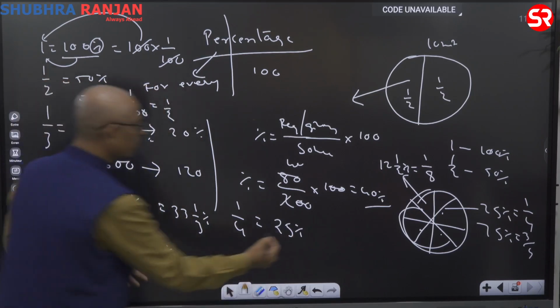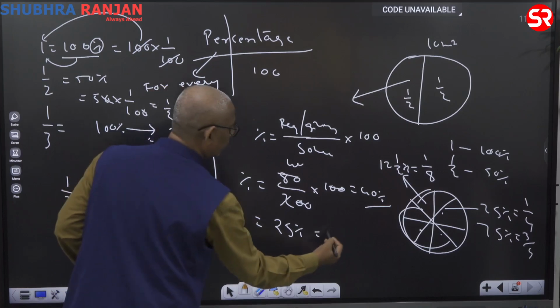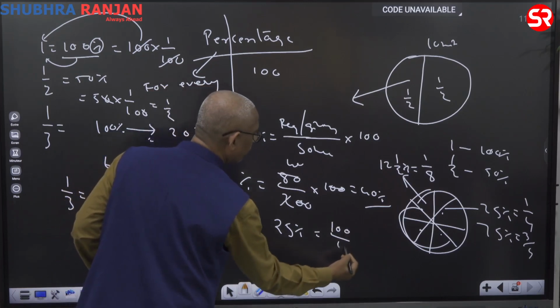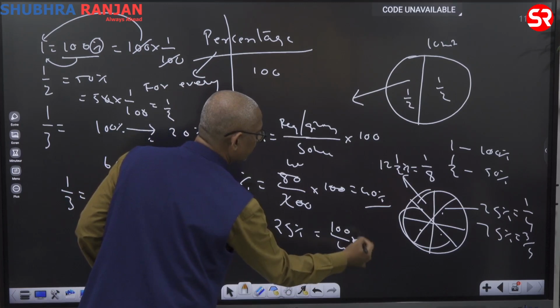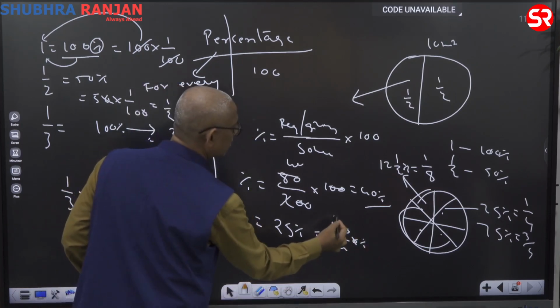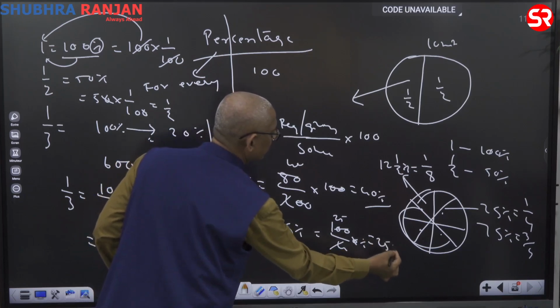So to solve it also, 1 by 4 means 1 by 4, 100 by 4 into percentage means 1 by 100. That's cancelled. So answer is 4 ones 4, 25. So answer is how much? 25%.